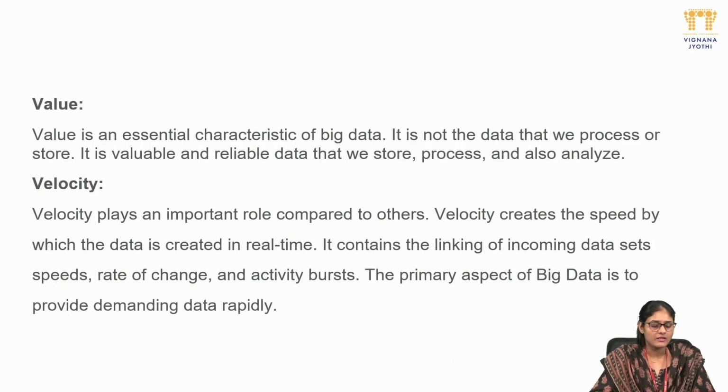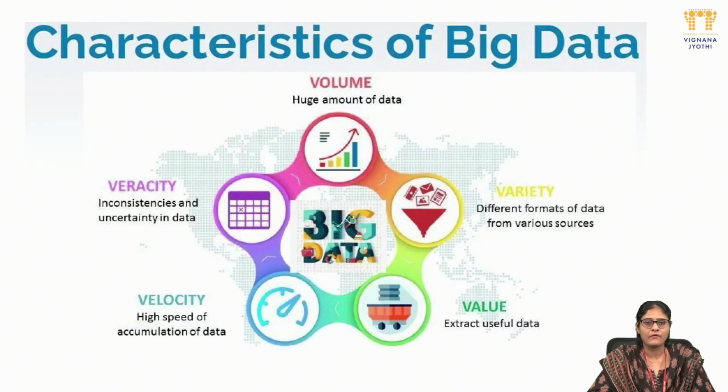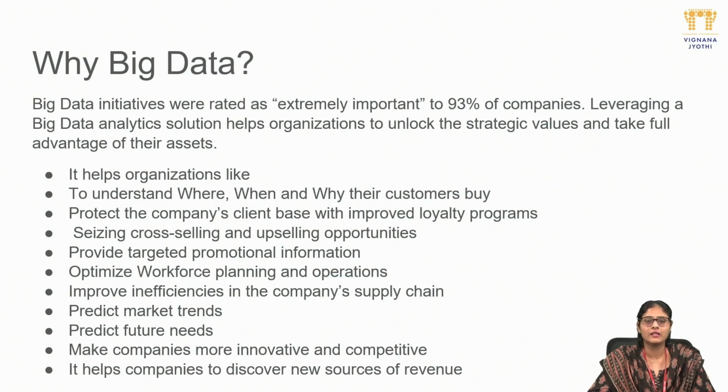And the next one is velocity. Velocity means speed, in other terms, if you know. Velocity plays an important role compared to the others because of how speedily the data is being generated. The data is generated very fast, right? How speedily a user is generating the data, that is called velocity. These are the 5 characteristics of big data.